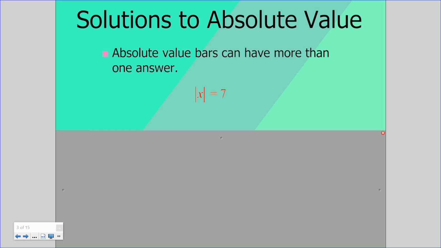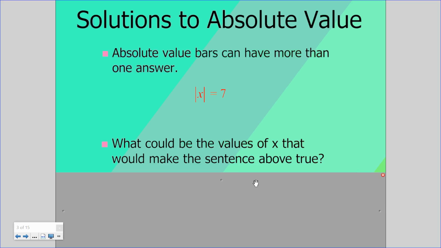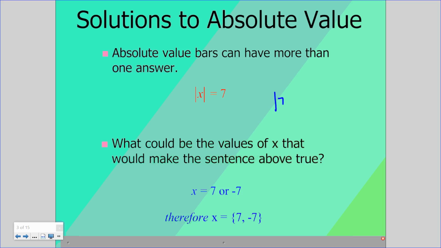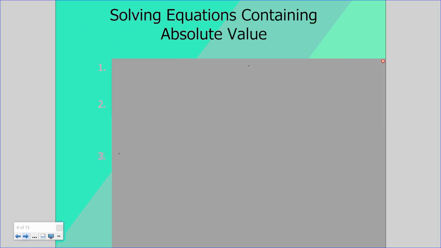So, solutions to absolute values. Absolute value bars can have more than one answer. For example, if we're looking at the absolute value of x being equal to 7, what could be the values of x that would make the sentence true? Because it's a positive distance, x could actually be negative 7 or positive 7, because if we had x set as positive 7, that's a distance of 7 from 0 on the number line. But naturally, negative 7 is also 7 spaces from 0 on the number line. So x would have two possible solutions, 7 and negative 7, in that case.